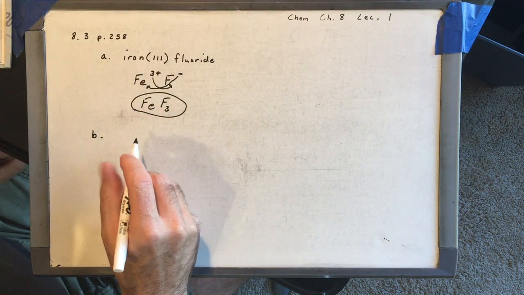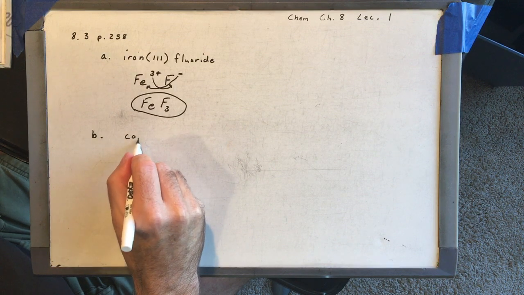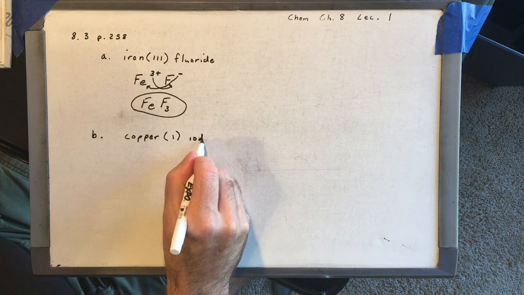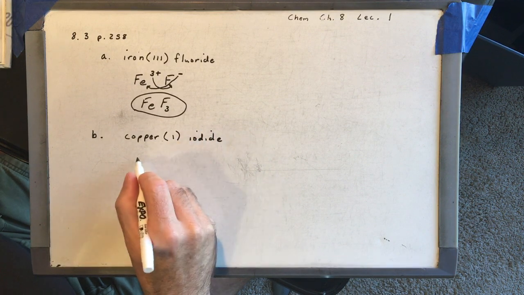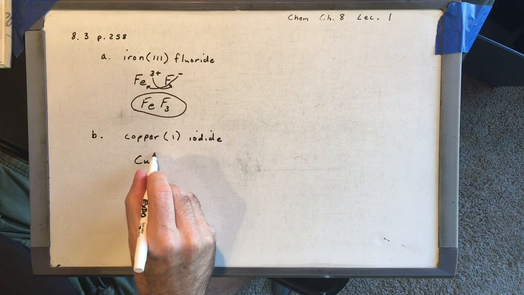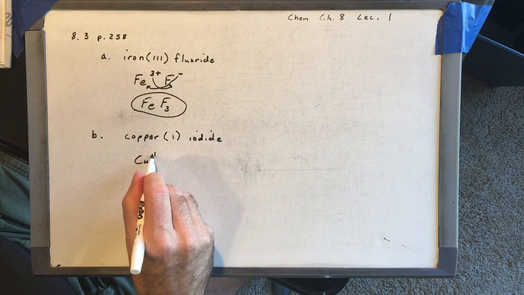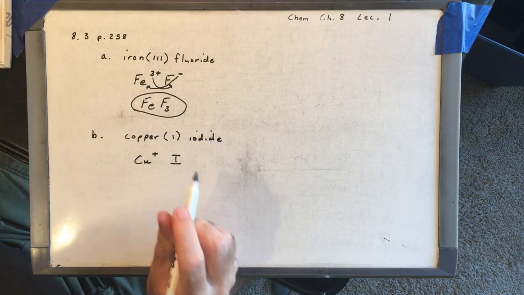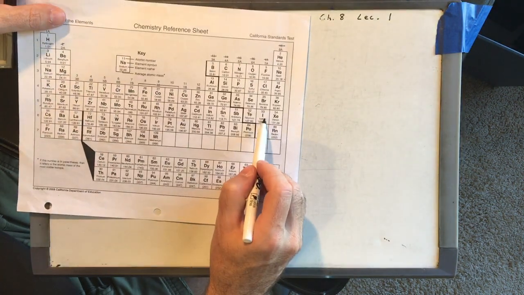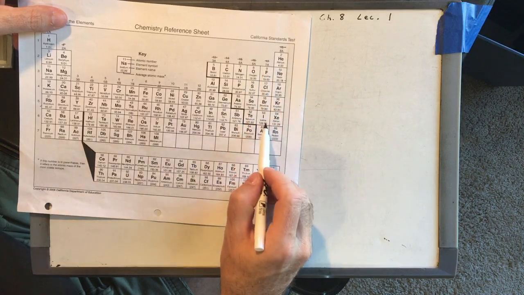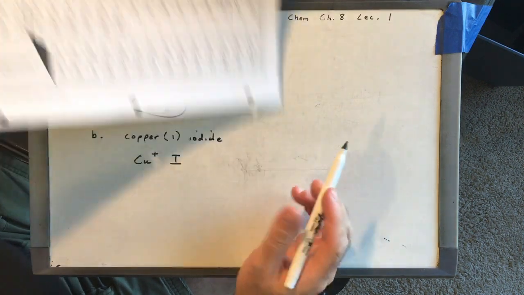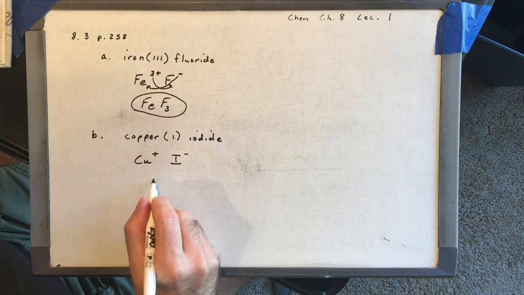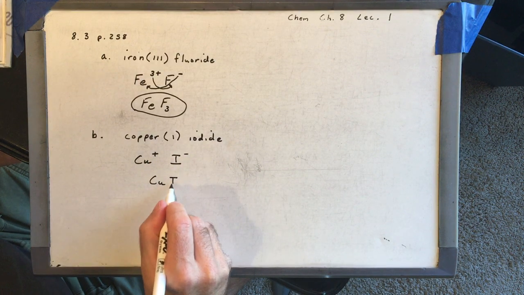All right, B is copper 1 iodide. Okay, copper, the Roman numeral tells you it has a +1 charge. Iodine, we've got to find it on the periodic table. Here it is, column 7, nonmetal, wants to gain 1, so that would give it a minus charge. It's the same numerical charge, so it's just Cu I.